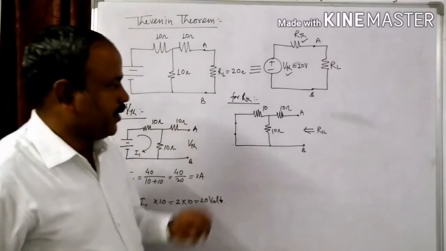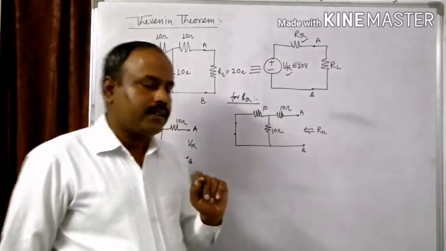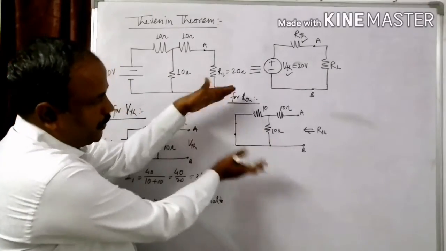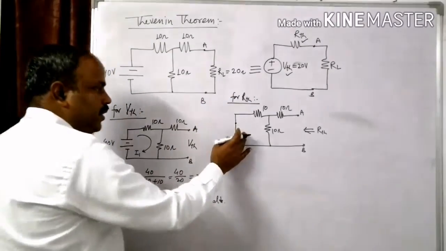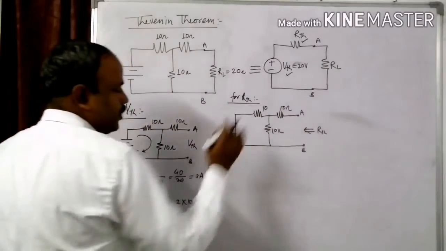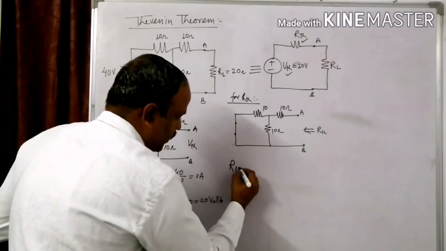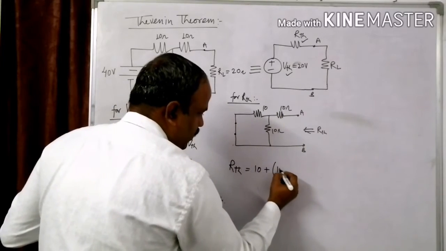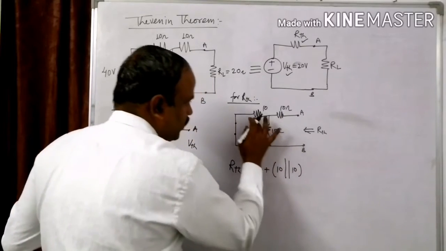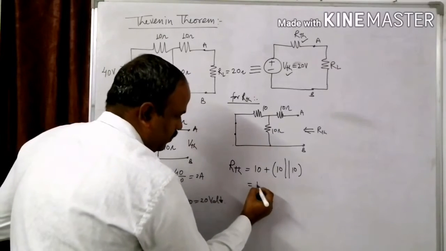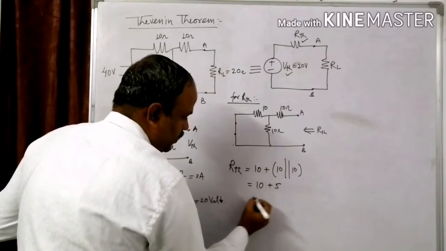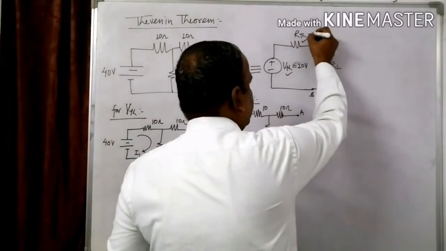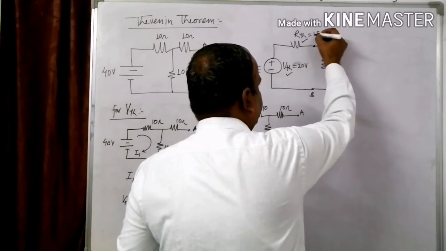See the circuit diagram very carefully. How can you calculate RTH? See, this 10 ohm and this 10 ohm are connected in parallel, and this combination is in series with this 10 ohm resistor. That's why the value of the RTH is 10, this one, plus the parallel combination of this 10 and this 10. It becomes 10 plus 5, so it is 15 ohm, right? RTH is nothing but 15 ohm.